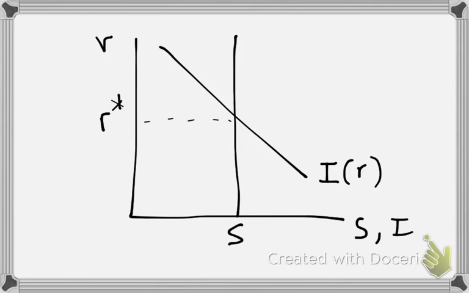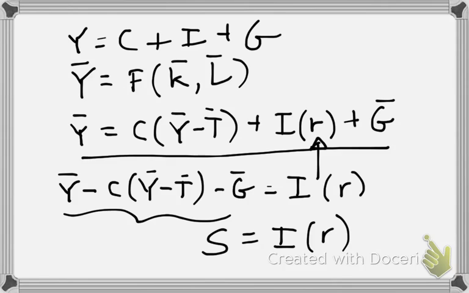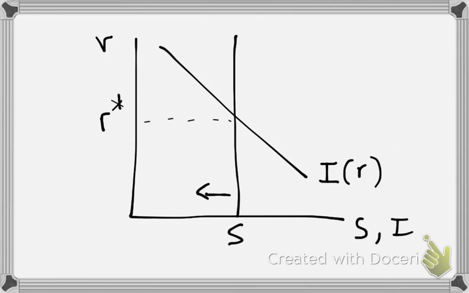Now we can ask, well, what happens if things change? So suppose national savings goes down for some reason, so the government increases its spending, for example. So savings will be lower. Remember that savings is equal to y bar minus consumption minus government spending. So if government spending goes up, savings goes down.